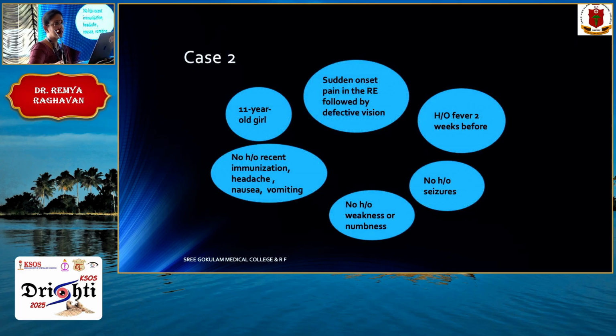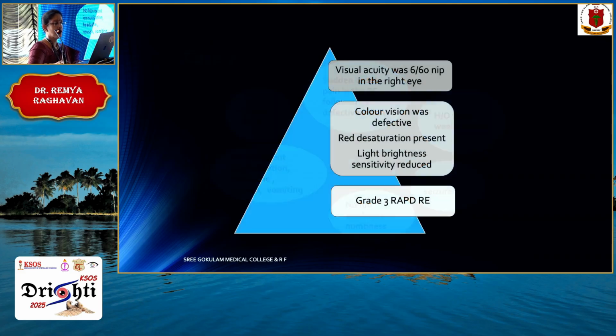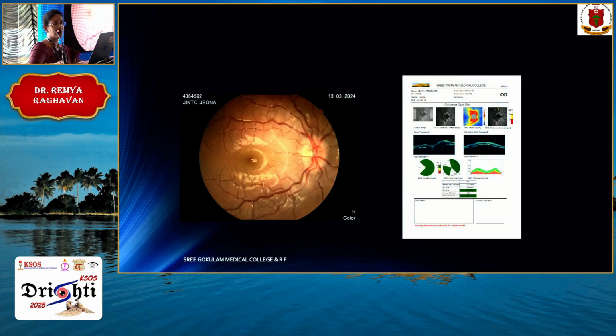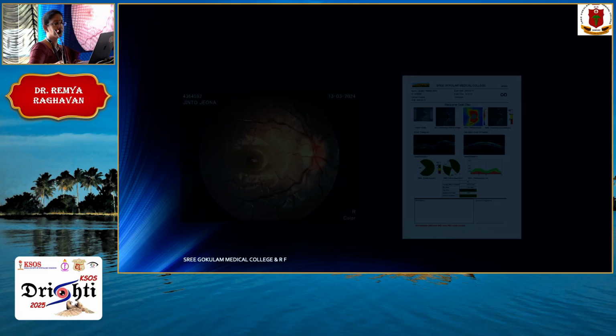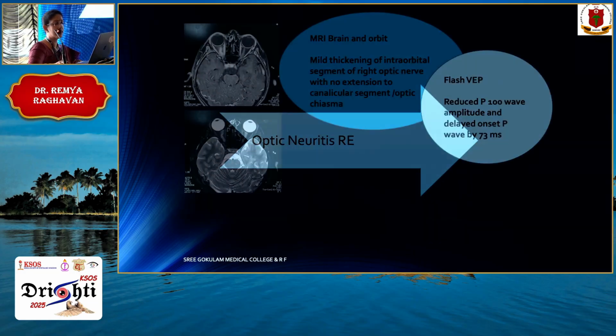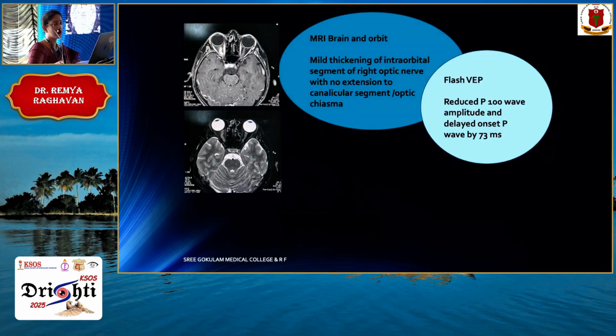The second case here is about an 11-year-old girl who came with sudden loss of vision associated with pain in the right eye. On examination, the visual acuity was reduced in that eye, and the optic nerve functions were all defective in that eye. Fundus showed optic disc edema with hyperemia, and you can see the OCT with peripapillary RNFL thickening. So we made a diagnosis of optic neuritis right eye for that girl, and MRI brain and orbit showed features of optic neuritis. Flash VEP also showed features of optic neuritis.